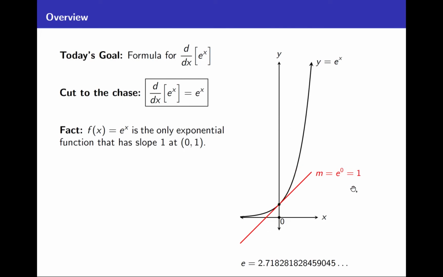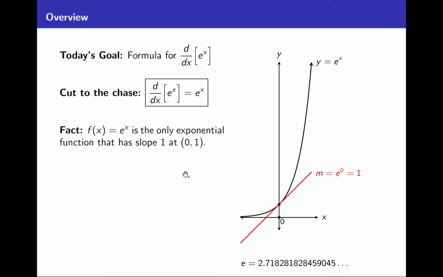It's surprising that, as strange a number as e is, it's the exact number that makes the slope of the graph of y equals e to the power of x equal to 1 at x equals 0. So we'll see why that's true today, and we'll use it to help derive the formula d/dx of e to the x equals e to the x.